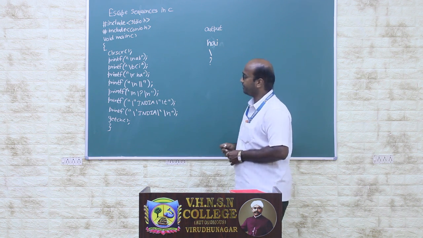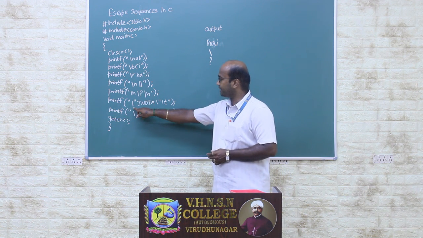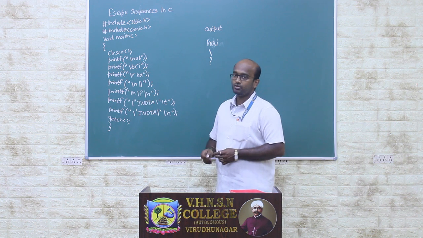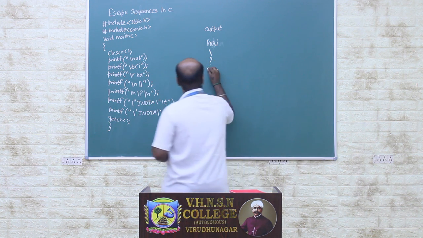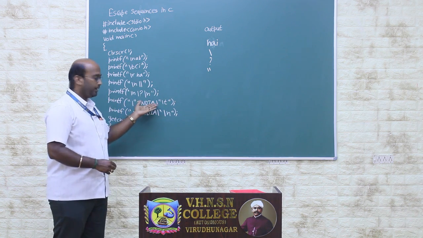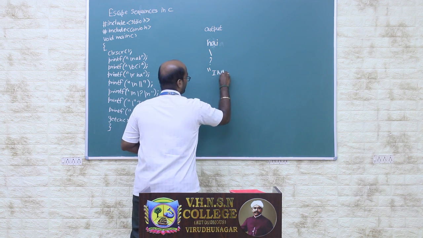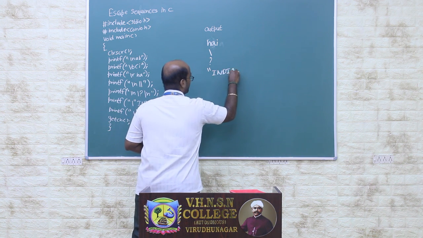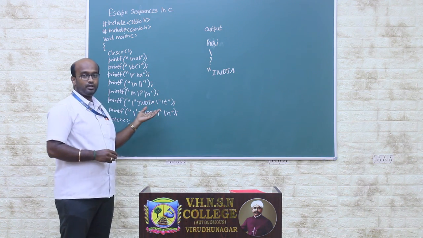In the next line we have given printf. In the double quotes we have given a backslash double quotes. So the backslash double quote is used to print the double quotes. So double quotes is printed, and I have given India. The word India is printed, and again I have given backslash double quotes.